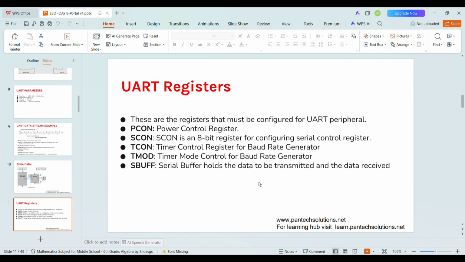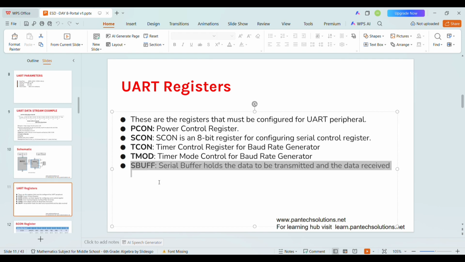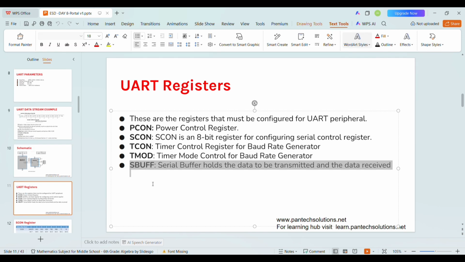Now these are all technical terms. To explain in layman's terms, consider UART as a postman. The postman checks for mail in the mailbox, and if there is any mail present, he takes it and delivers it to the desired address. The mailbox is nothing but your SBUF. SBUF is your mailbox. It only contains the data.